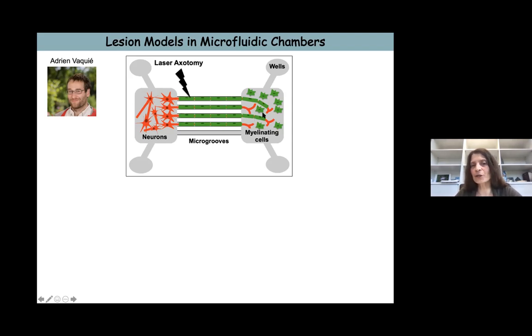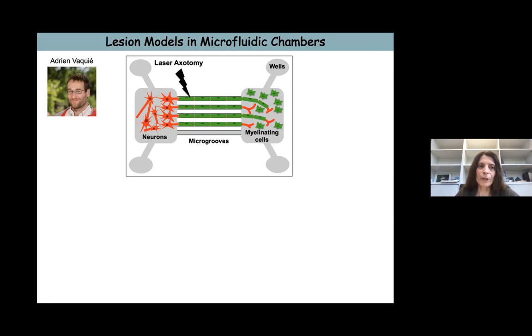In the second chamber, we have myelinating cells, either Schwann cells or oligodendrocytes. The Schwann cells can also interact with axons in the microgroove fully, so they go fully in the microgroove, whereas oligodendrocytes do not go fully, but they also myelinate either in the microgroove or in the chamber.